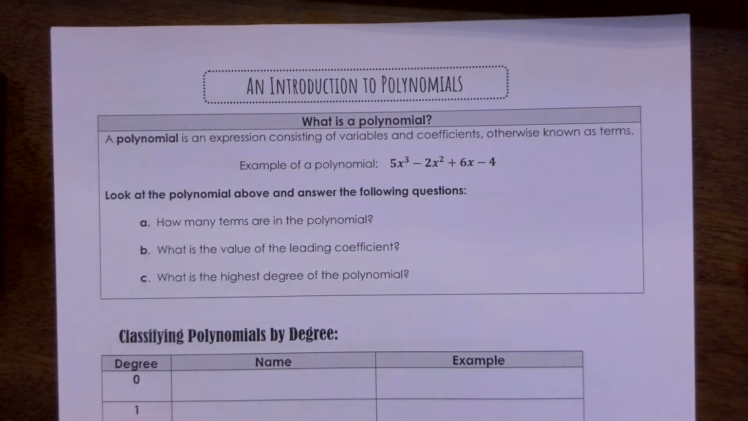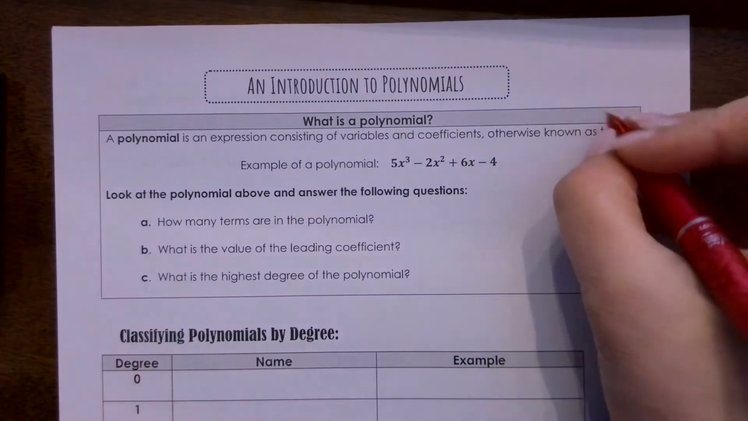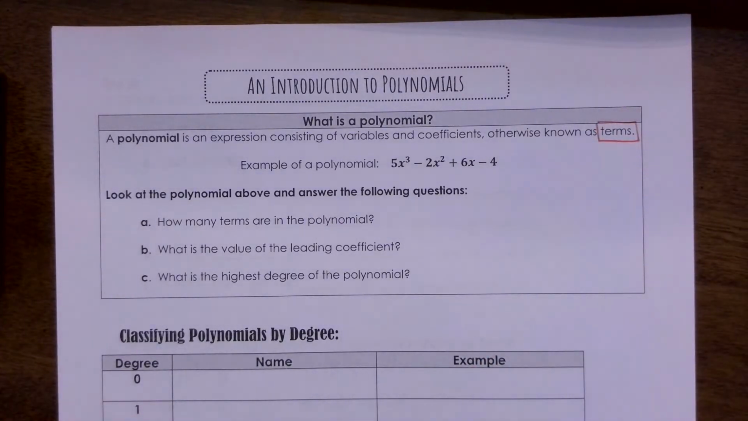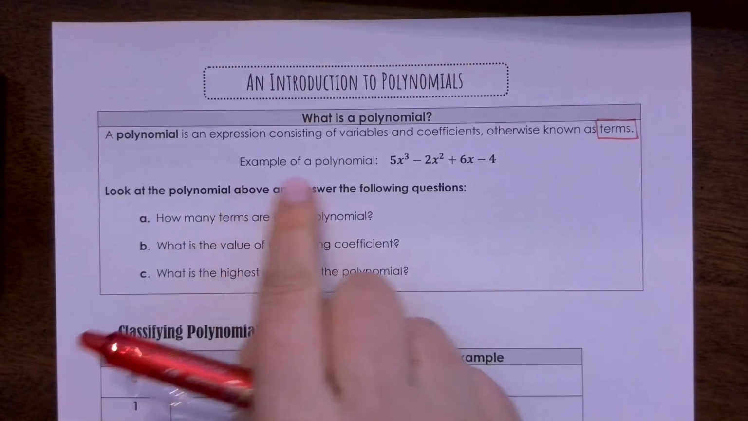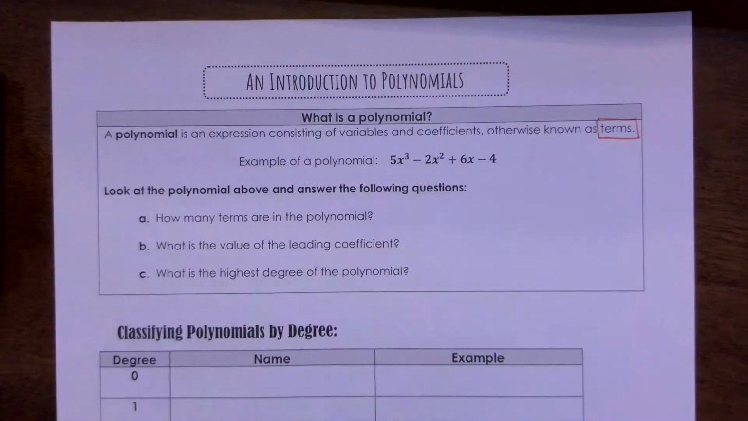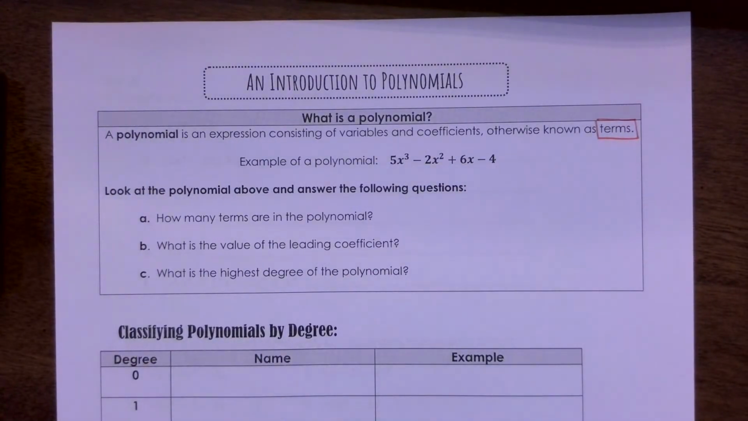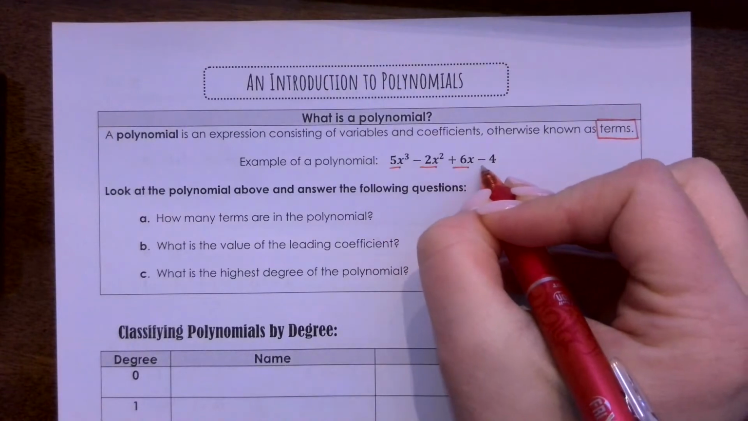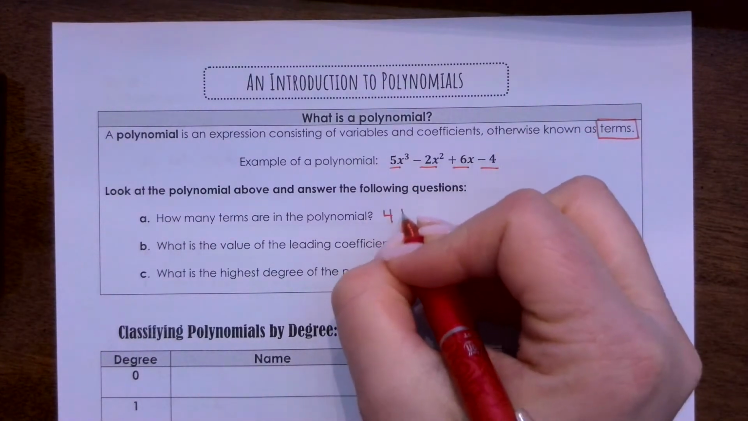A polynomial is an expression consisting of variables and coefficients. These are otherwise known as terms. You learned that word in previous math classes. So here's an example of a polynomial: 5x cubed minus 2x squared plus 6x minus 4. We're going to look at this polynomial, and in this particular lesson, we'll learn to answer the following question. The first question, and this should seem familiar, is how many terms? I've got term 1, 2, 3, and 4. There are 4 terms.